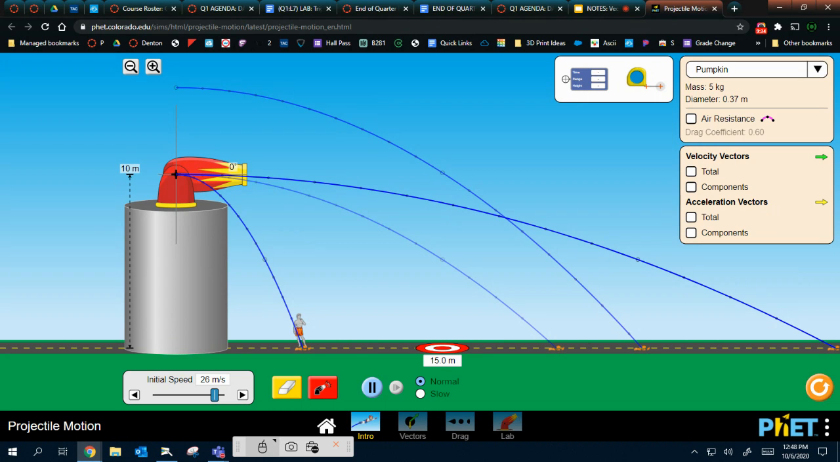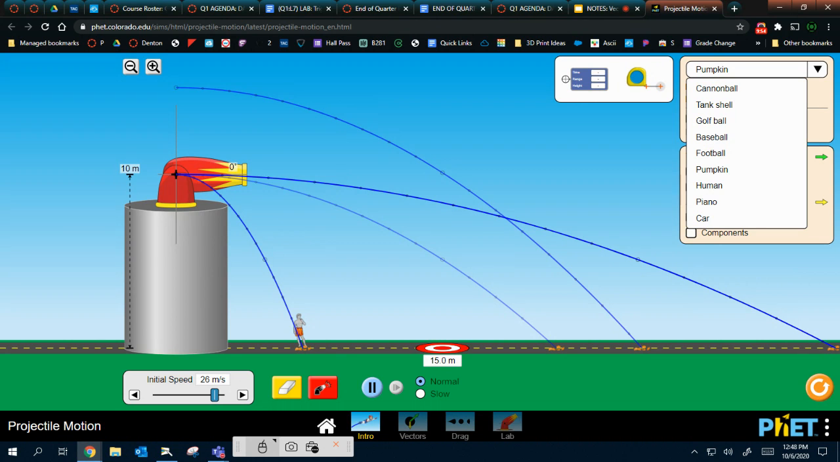So I recommend playing around with this, kind of getting familiar with it. If you want to look at the vectors, it has a thing here so that you can see the vectors as it goes along. It might be too fast, so we have a slow button. You can pause it as it goes. You can look at the acceleration and all of these things.